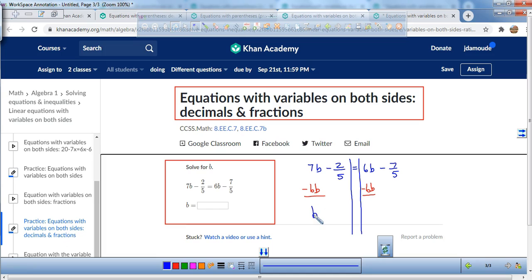Now if I move all the variables to one side of the equal sign, I'm going to get rid of this negative 2/5. Well, how do you get rid of a negative 2/5? You just add 2/5, and that zeroes it out. So now I have b plus 0. And b plus 0 is just b.